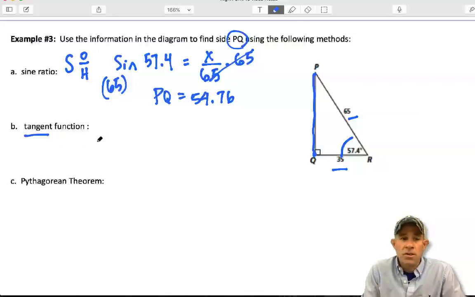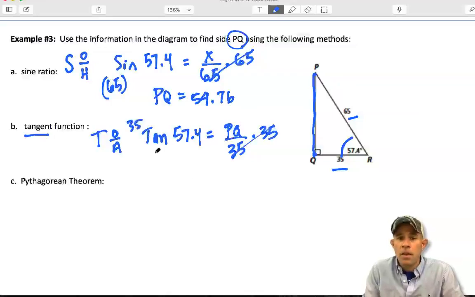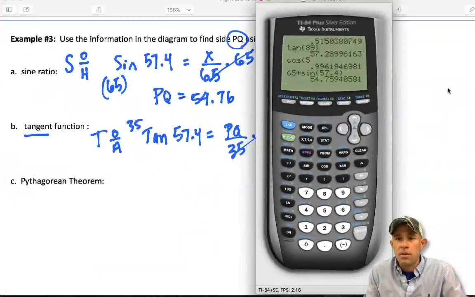It says to use the tangent function. Well, again, tangent follows this ratio of TOA. In other words, it's the tangent of the angle, 57.4, is equal to the relationship between the opposite leg, which again we don't know, so we'll call this PQ, or x, over the adjacent leg, which now is 35. So again, we have a number set equal to a variable divided by a number. We need to get that variable by itself, so we're going to multiply both sides by 35. And now, back to our graphing calculator, we'll have 35 times the tangent of 57.4.